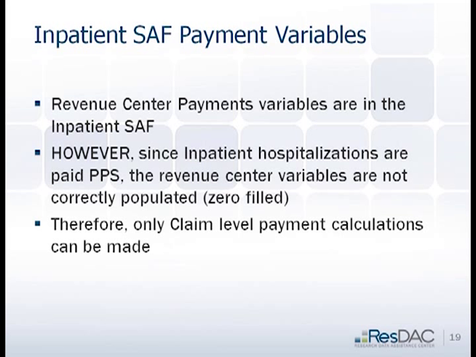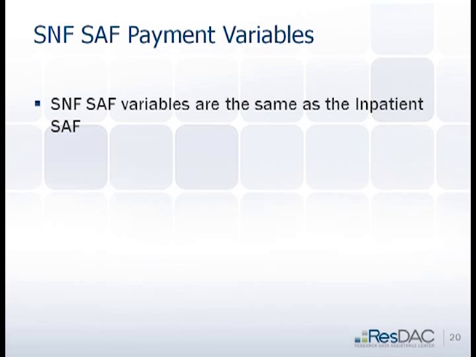There are revenue center, quote-unquote, payment variables in the inpatient standard analytical file. Unfortunately, they're not populated. They're all zero-filled. So for the inpatient file, you can only really make claim level payment calculations. You can use cost to charge ratios with the revenue center. You do have charges at the revenue center line item. Faith will be talking about that tomorrow.